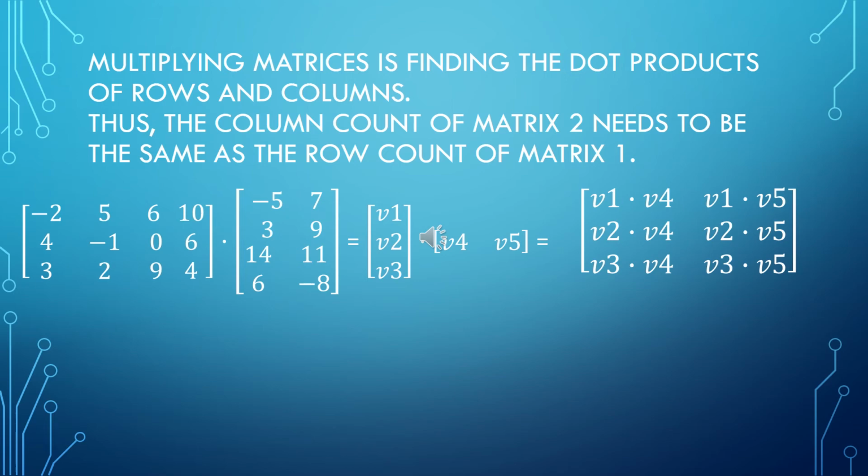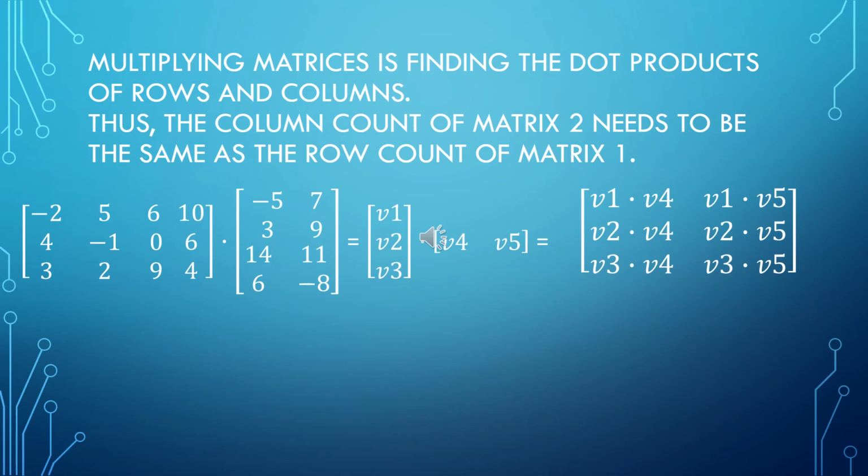So notice the number of rows of the second matrix has to match the number of columns of the first matrix. So my first matrix is 3 by 4. The second matrix has to be 4 by something. In this case, it's 4 by 2. My product then ends up being a 3 by 2. It has the same number of rows as the first and the same number of columns as the second. So again, you're dotting rows down columns.